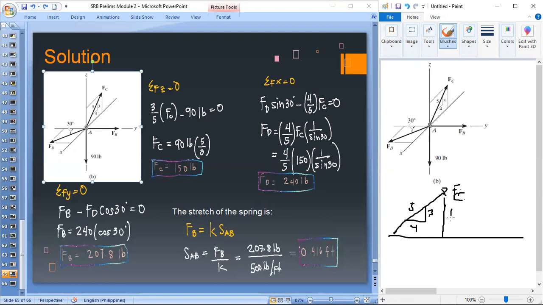Okay? Ito yung F mo at your Z-axis. Kasi diba? So, 3/5, no? 3/5 times FC. So, if you think mo, pinaputin mo small, kasi sa Z mo, sa emission of force is at Z. So, ito yun. Minus 90 pounds. So, equate mo lang, basic algebra, FC equals to 90 times 5/3 since hypotenuse over your Z.